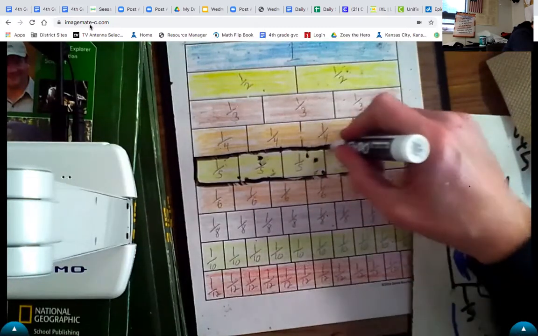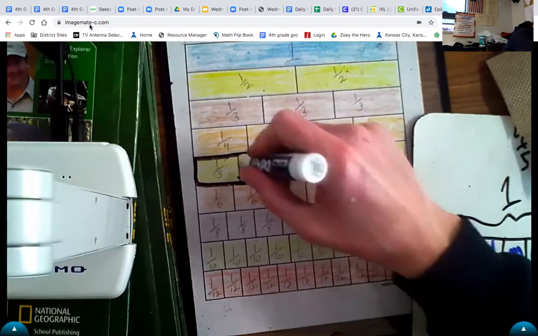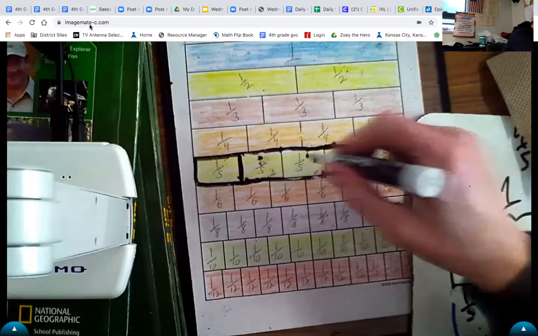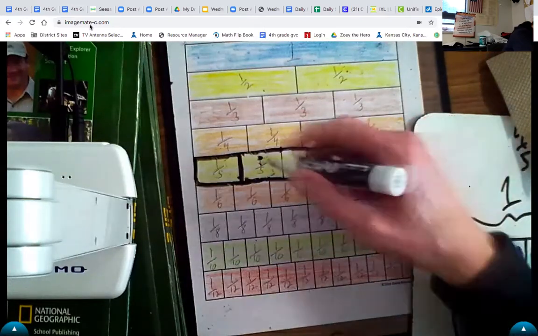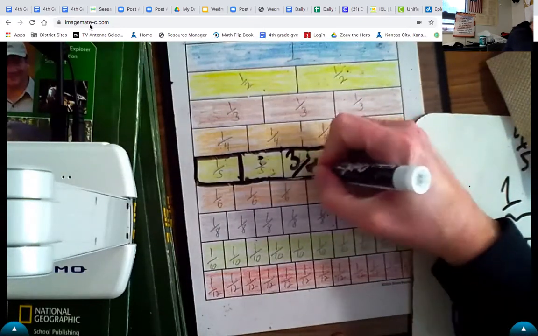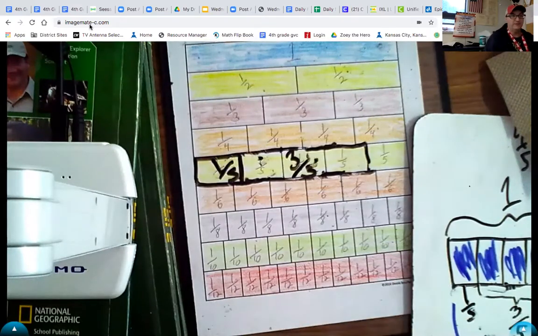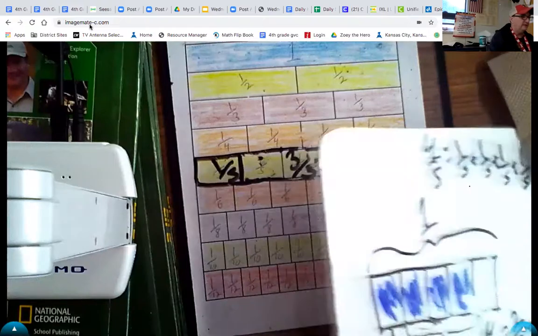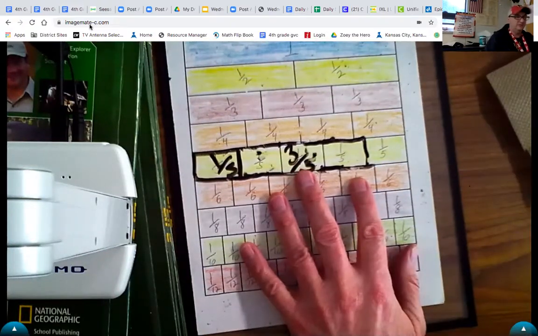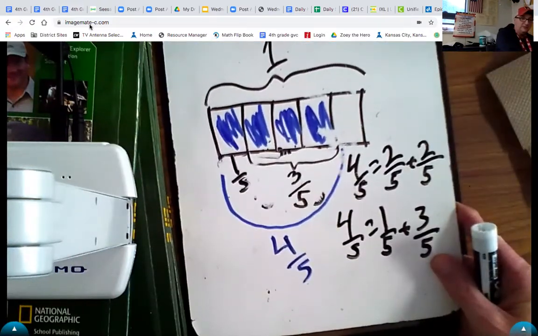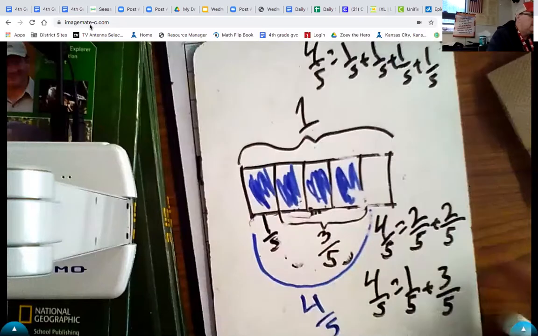Fix the lines. So back to 1/5, that's 1/5 there. And then we've got this amount here. This is 3/5. So we got 1/5 and 3/5 equals 4/5. All right, so we can show it here on the chart, on the sheet, or we can show it here in a notebook page. Okay, let's try one more, and then I'm going to show you an assignment to do.